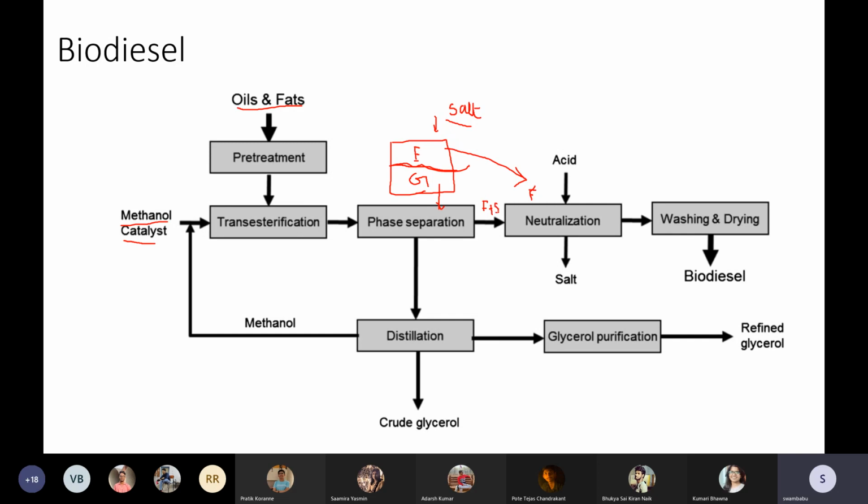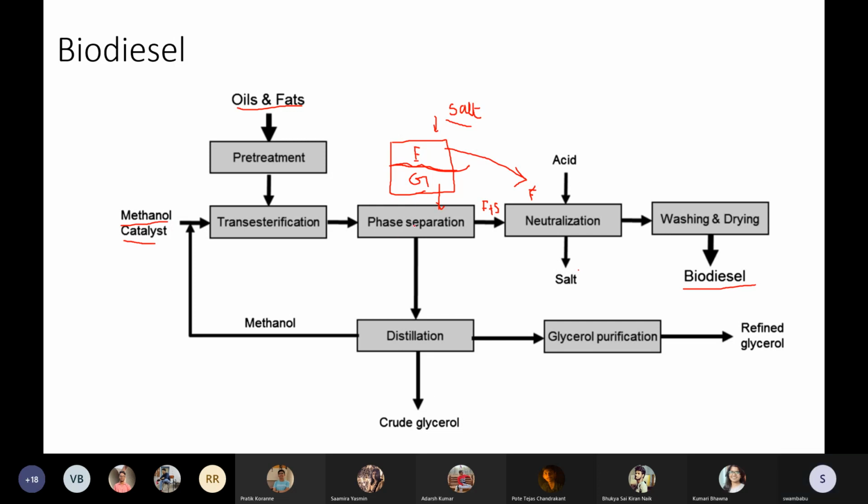We want to neutralize those salts, so they add acid to neutralize them. They take out the salts, then do the washing and drying, and the fatty esters can be used directly as biodiesel.